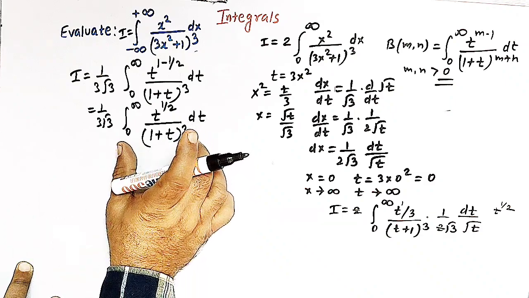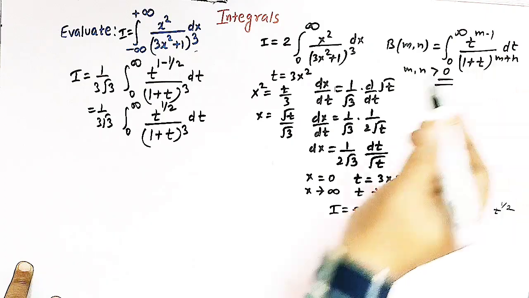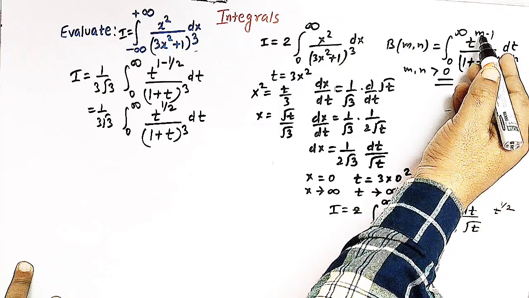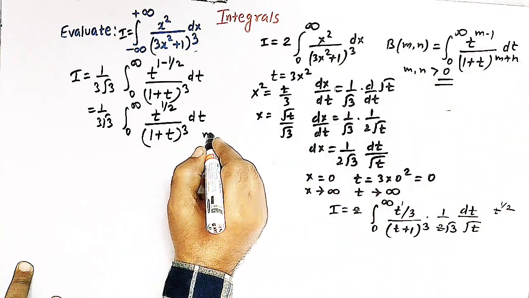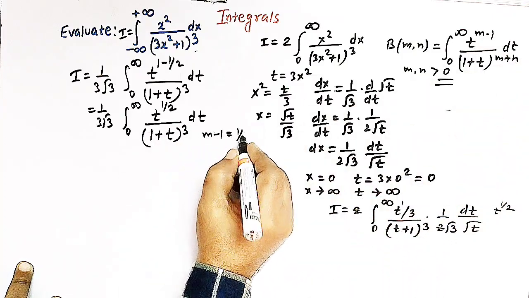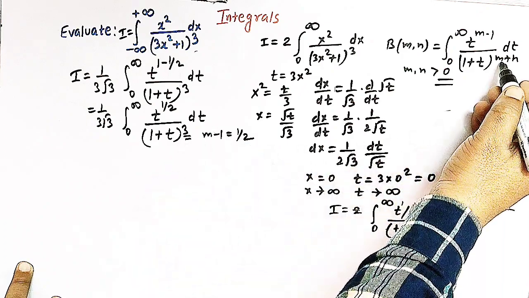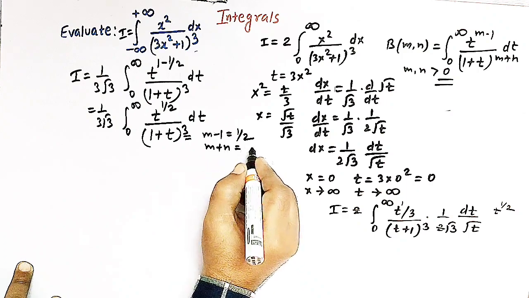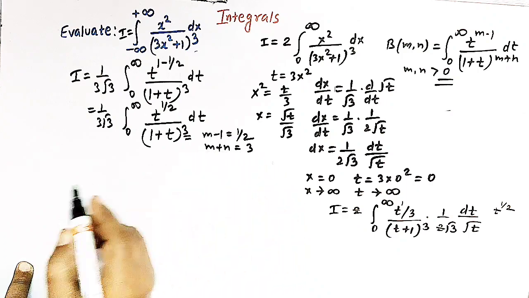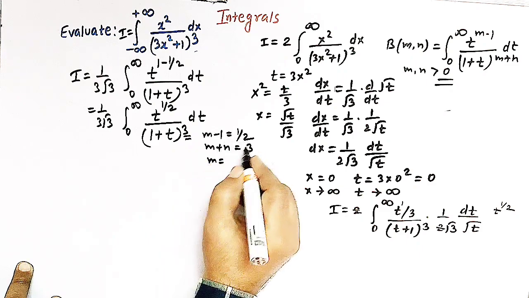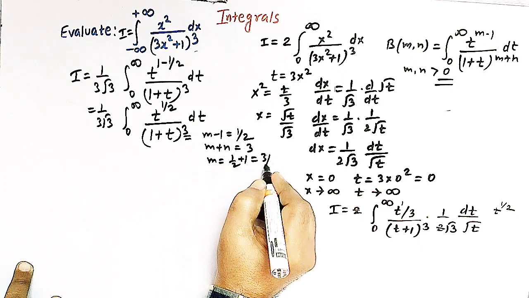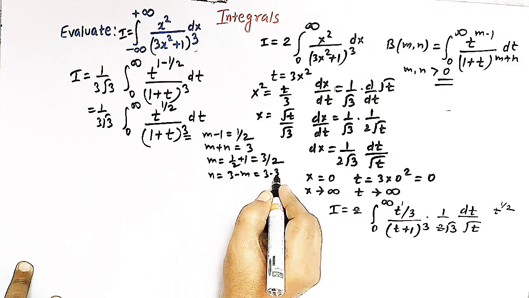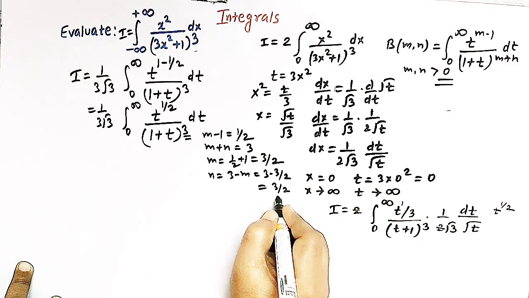So now let us compare this integral with this one. Here we have t raised to half, and here we have m minus 1. So let us write m minus 1 is equal to half, and here we have 3, and m plus n is equal to 3. So we can now find out the values of m and n. So m is given by half plus 1, that is 3 by 2, and n is given by 3 minus m, that is 3 minus 3 by 2, that is 3 by 2.